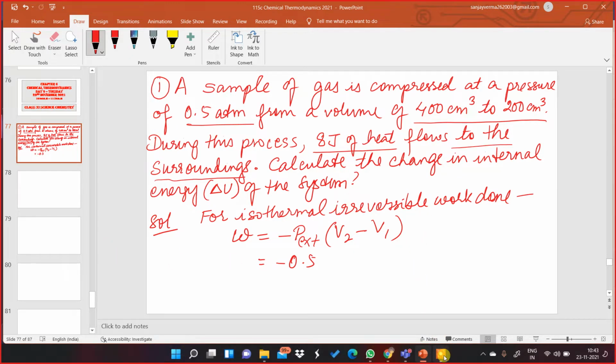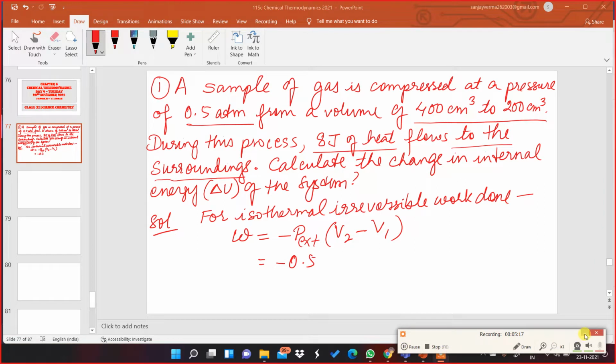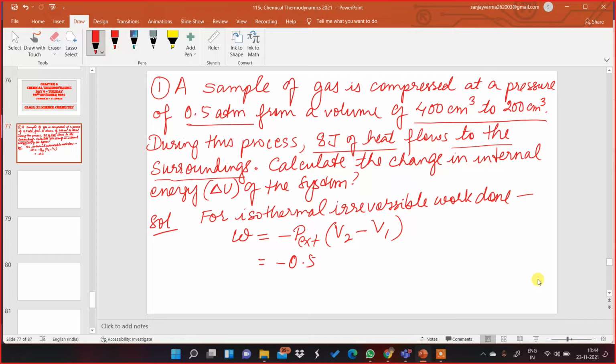Volume 2 is given as how much? What is the final volume? What is the initial volume? So 400, and the final volume, 200. Because we are using pressure in atmosphere, we convert this centimeter cube into liters. So 200 divided by 1000, it becomes 0.2 liters. So 0.2 minus 0.4, and there is a minus sign in the front. Minus and minus will cancel. 0.2 into 0.5 will come 0.1 atmosphere liter. So this is the work done.